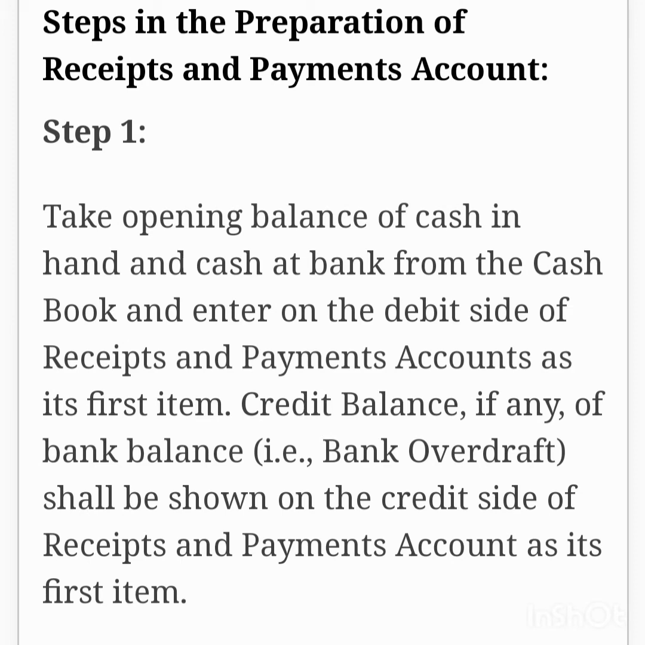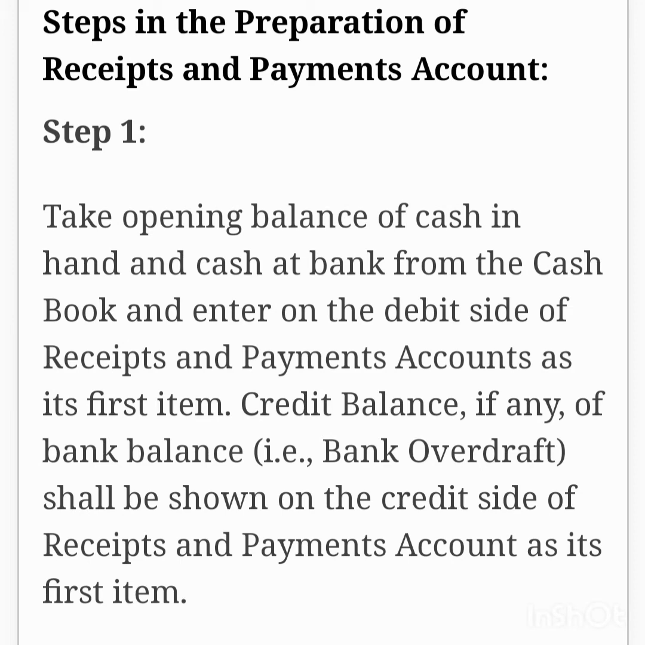Credit balance, if any, of bank balance, that is bank overdraft, shall be shown on the credit side of the receipts and payments account as its first item. The favorable balance of cash account and bank account is debit balance. That amount should be entered on the debit side of the receipts and payments account. Debit side of the receipts and payments account means receipt side.